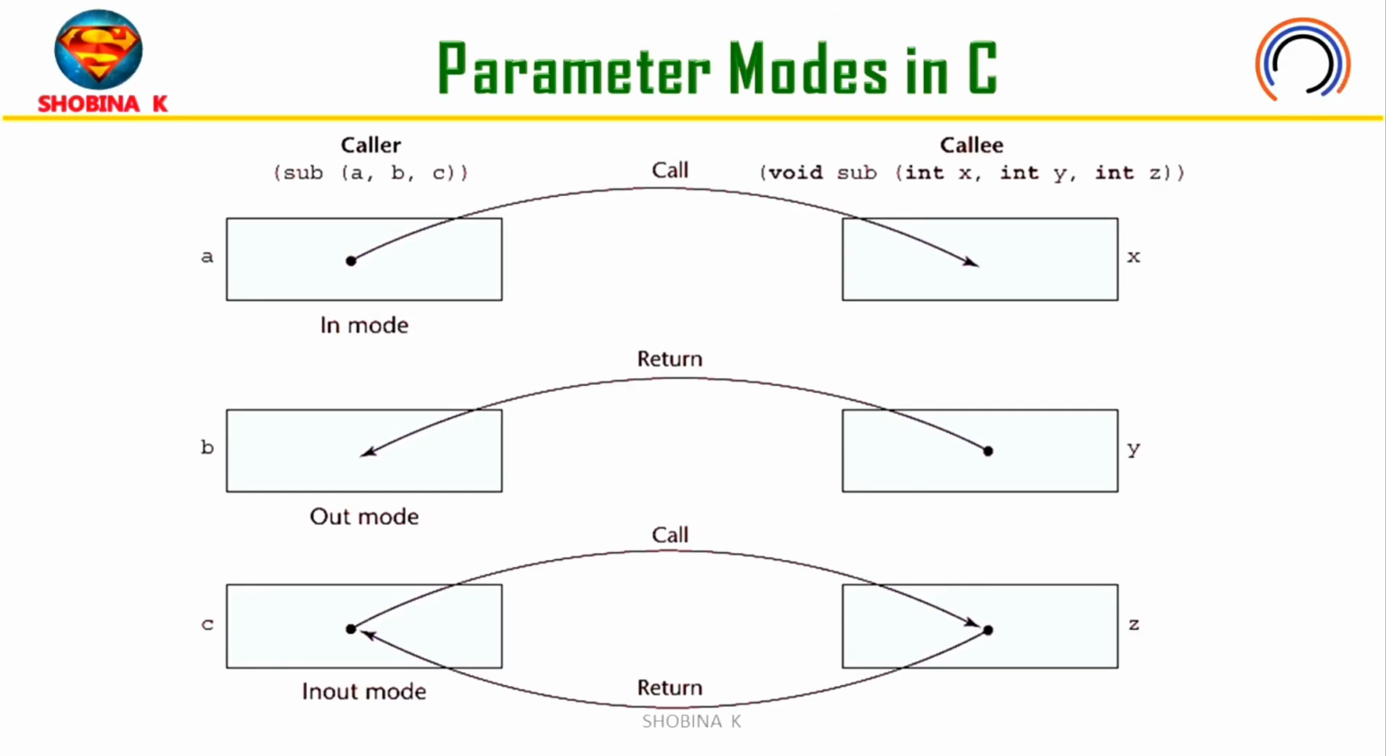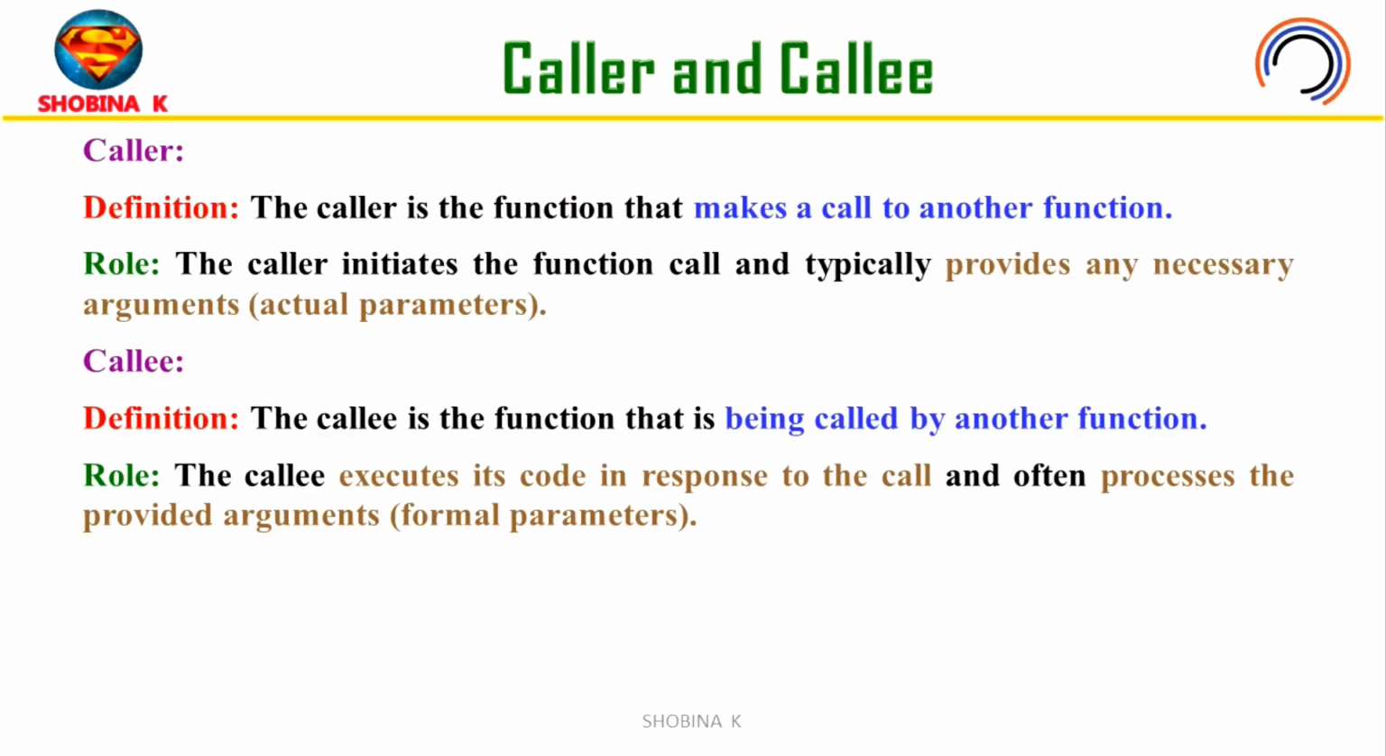Now let's discuss parameter passing modes in C. When discussing function parameters, the modes in, out, and in-out describe how data is passed between the caller and the callee. Before discussing the modes, let's understand the definition and roles of caller and callee.